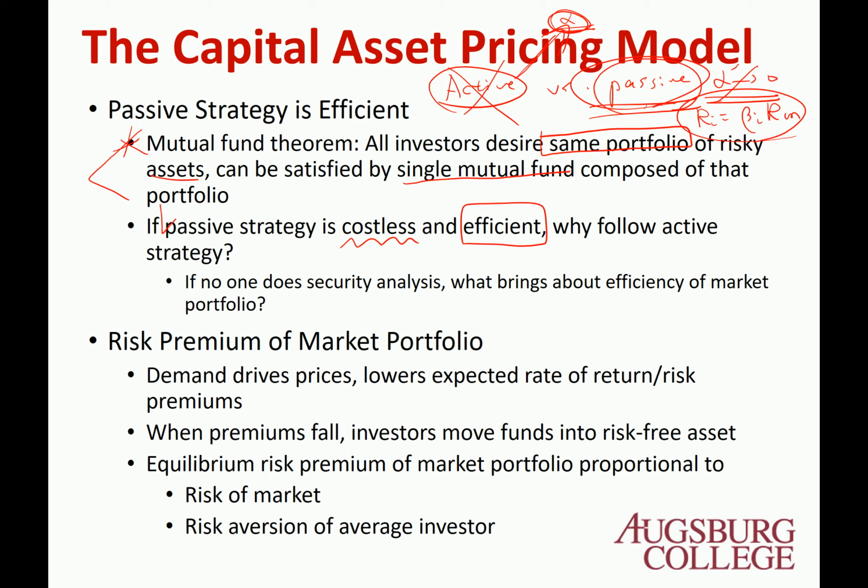Why do people follow an active strategy? Now there's one paradox that arises here. If no one does security analysis because everybody just believes that passive is good, then what makes the market efficient? Because the market becomes efficient because of analysis, because of information. If nobody does that, then the returns are kind of random. But it does not really work out as randomly picked. It actually has some efficiency working. So this is a paradox we have to think about.